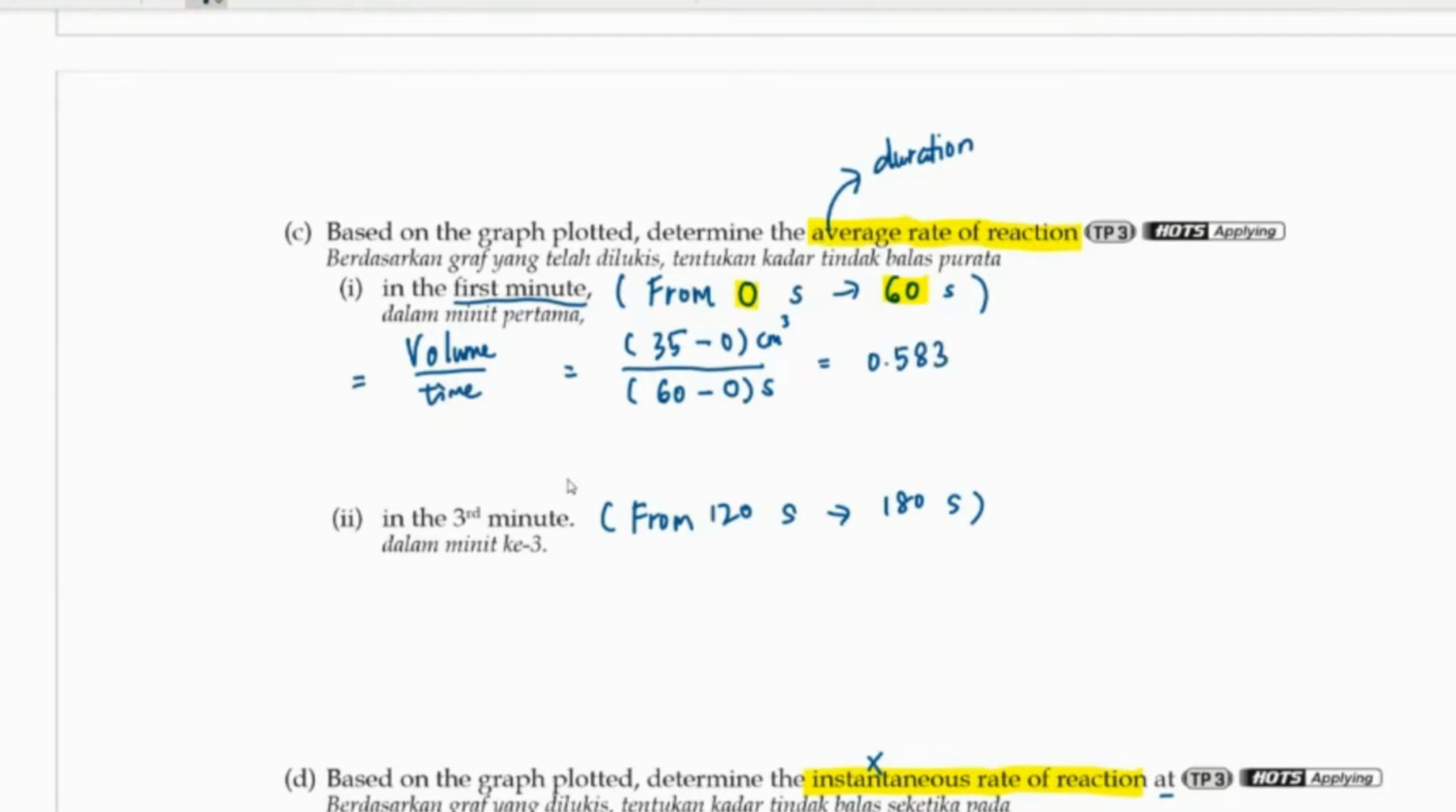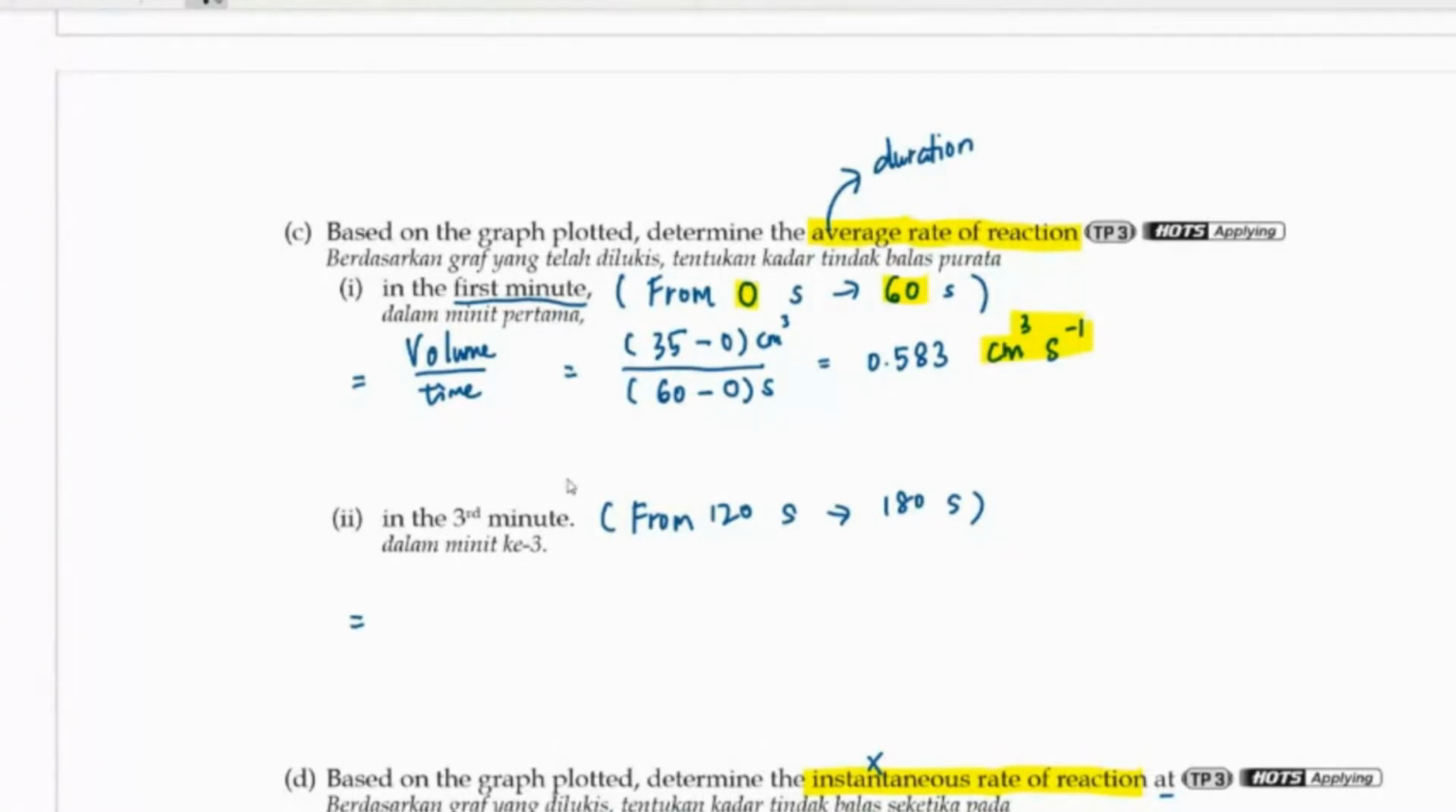0.583. Okay, 0.583 cubic centimeter per second. This unit must be correct, huh? Must be level also. Okay, now, can you calculate this one?